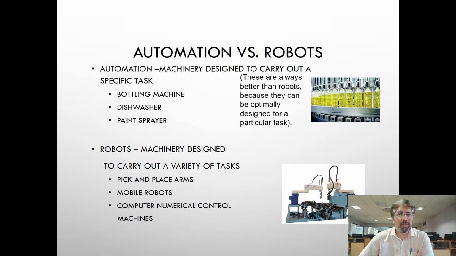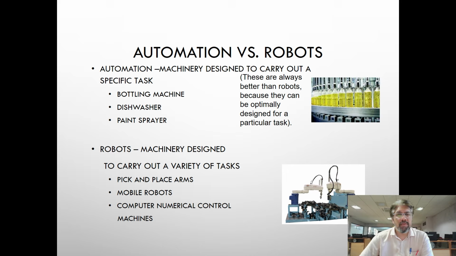Then if we talk about automation and robots, automation has a different advantage: you don't need any human intervention, and work will progress on its own. It's machinery designed to carry out a specific task. A simple example could be a bottling machine, which is present in industries, a dishwasher, or a paint sprayer.